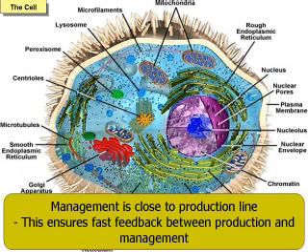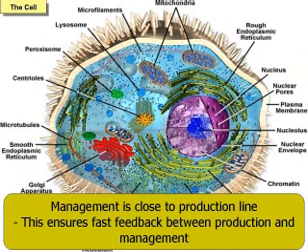Now, the first thing about the cell, the management department in the cell is the nucleus of the cell, which is the sphere you see on the screen. We see that the management is close to the production line, which is the green wavy structure. Allah Almighty in this factory puts the management very close to the production line. This ensures fast feedback between production and management.